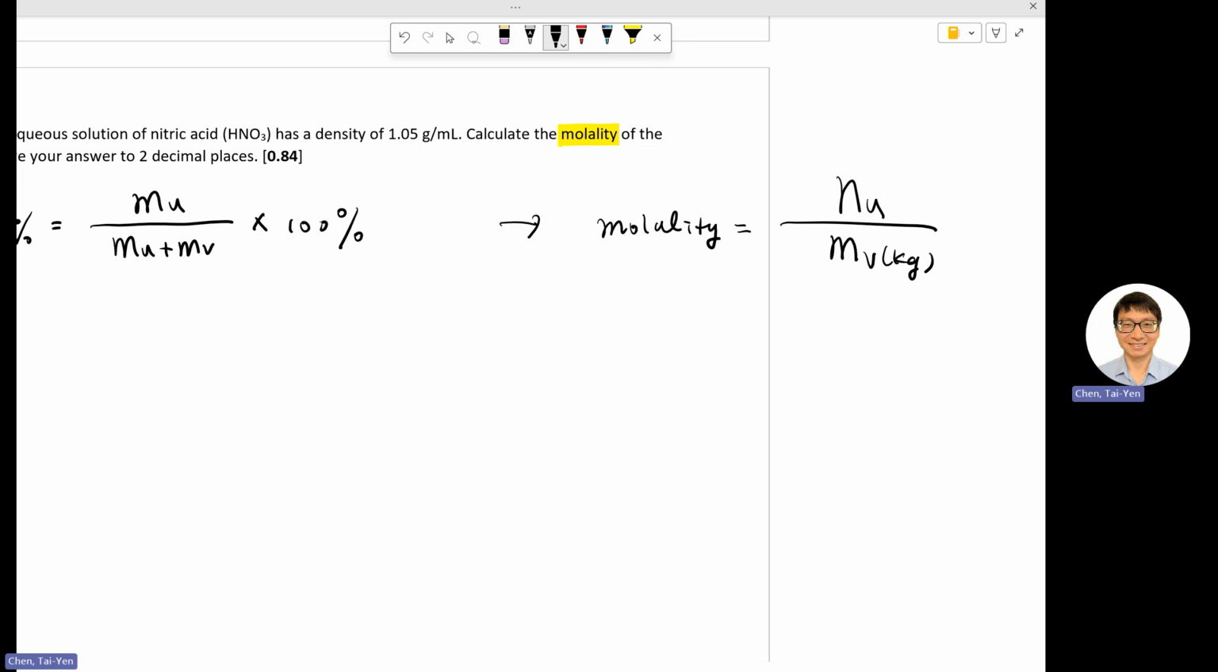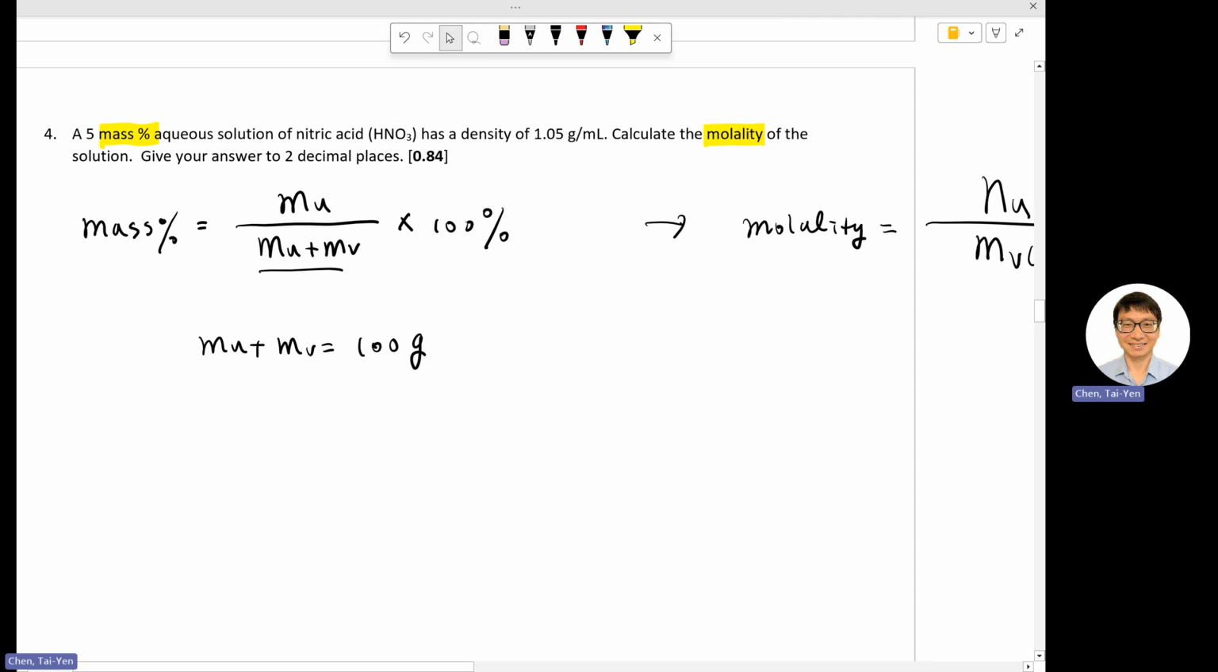Since you start with the mass percent, what is the assumption that you should have? Yeah, 100 grams. So the mass of your solute plus the mass of your solvent equals 100 grams. And since you know your mass percent is 5%, that means the mass of your solute is 5 grams, and the mass of your solvent is 95 grams. Any questions for this?